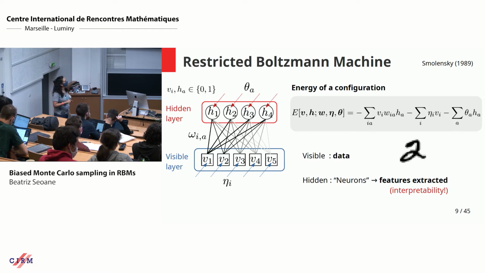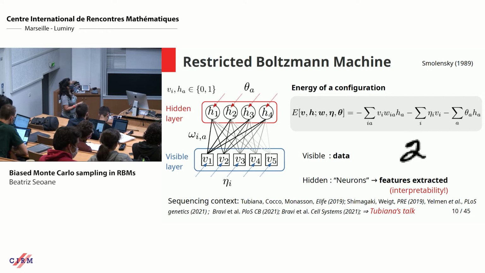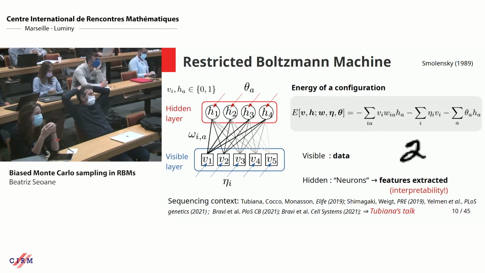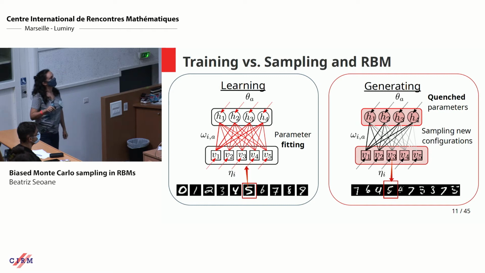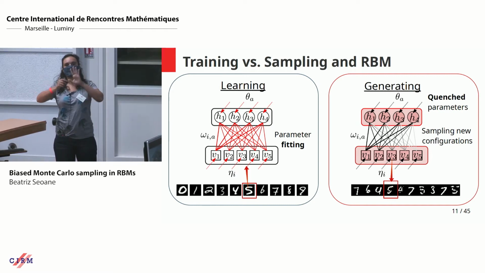Okay, the hidden units are the neurons, and they allow us to extract the features of the data, and they allow interpretability. In fact, as was discussed by Tubiana, it's precisely this that is attracting a lot of attention from computational biology, especially from the sequence context, because if we are able to obtain this model, we can try to understand and get some properties of the enormous quantity of data that we have and that we don't understand.